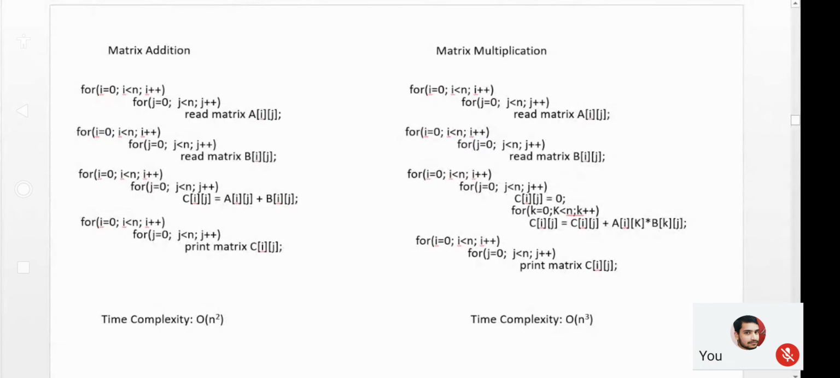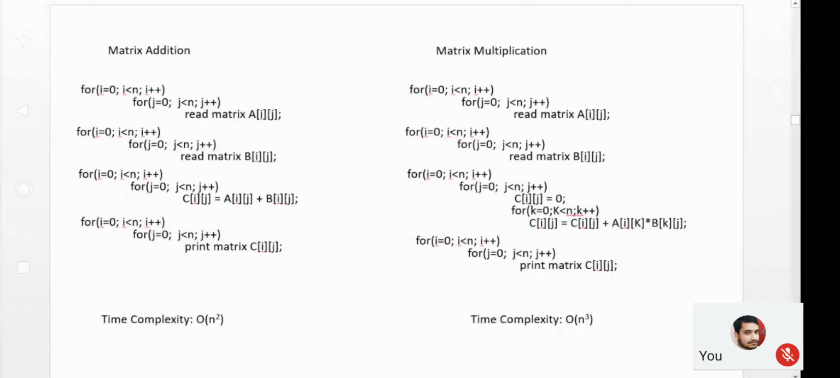But if the time complexity of different parts of the algorithm is n square, some n cube, some n, always you have to take the maximum one. That's why in matrix multiplication, the time complexity is order of n cube. Though reading matrix A takes order of n square, reading matrix B takes order of n square, and display again takes order of n square, as a whole the time complexity of matrix multiplication is order of n cube.